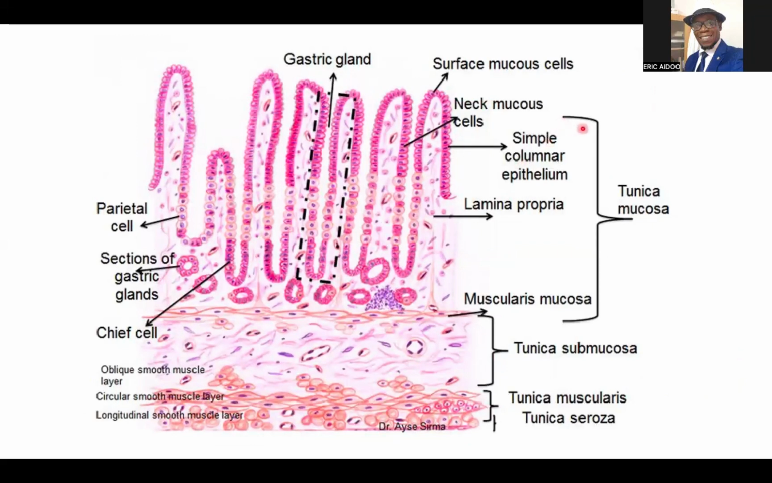So here too you have the mucosa made up of the muscularis mucosa, the lamina propria, and then the epithelium. So that is the surface mucous cells there. Then you have neck mucous cells. Then when you come down here, you end up having the chief cells and some parietal cells as well. So that is a gastric gland. And that is a submucosa, oblique smooth muscle, circular smooth muscle, longitudinal smooth muscle.